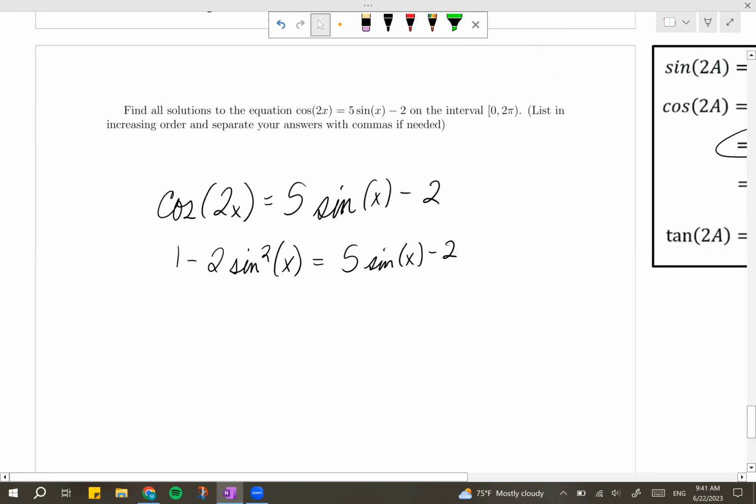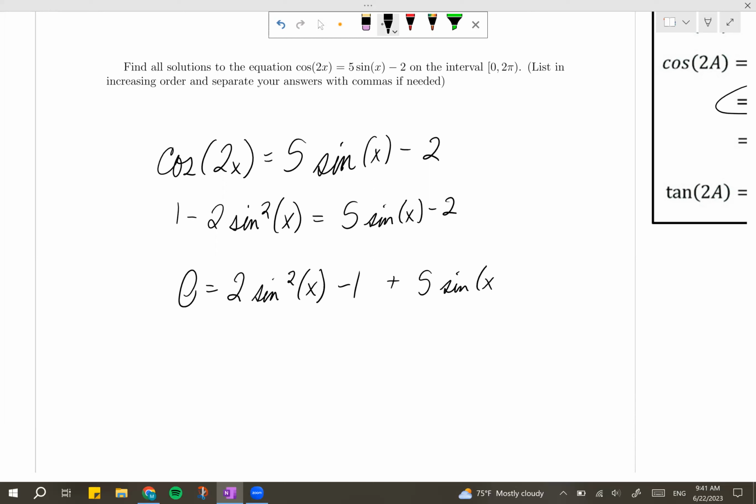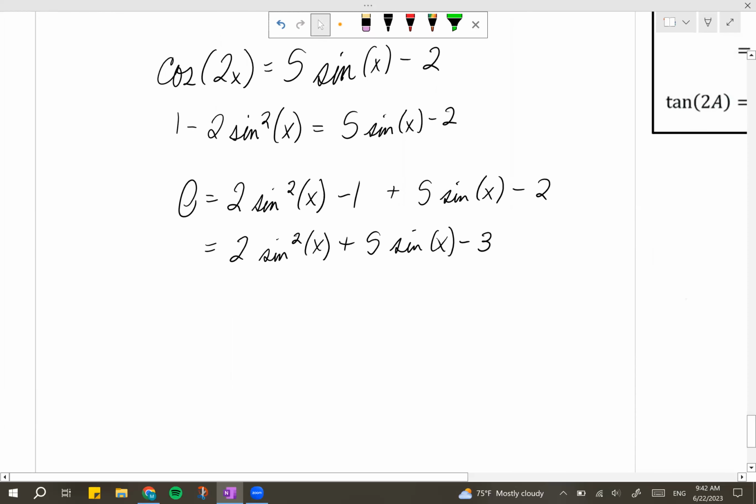All right. Now that I've got this, I'm going to move everything to the right-hand side. So I'm going to have 0 is equal to 2 sine squared x minus 1 plus 5 sine of x minus 2, which is 2 sine squared of x plus 5 sine of x minus 3. All righty. Now I'm going to try and factor this kind of like a quadratic.